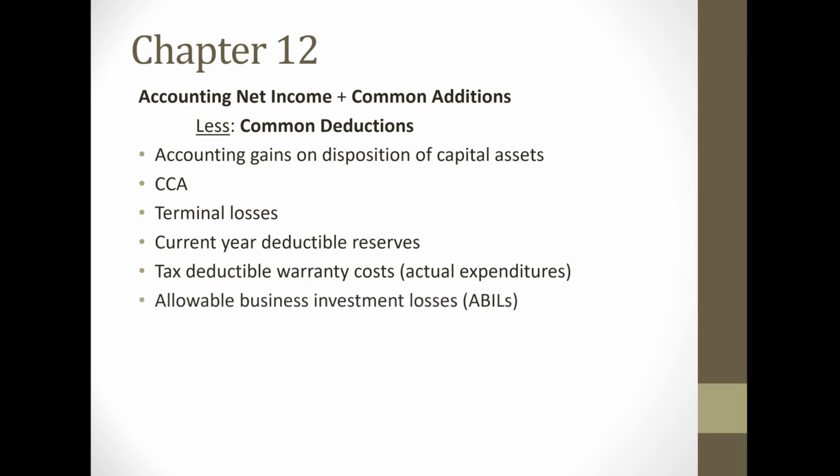Any ABLs, allowable business investment losses. Now remember from our earlier chapter, ABLs are losses on the disposition of small business corporation shares. Once again, that's unique to tax. So if we have any ABLs, we are allowed to deduct those for tax purposes. And that's going to bring us to our net income for tax purposes.